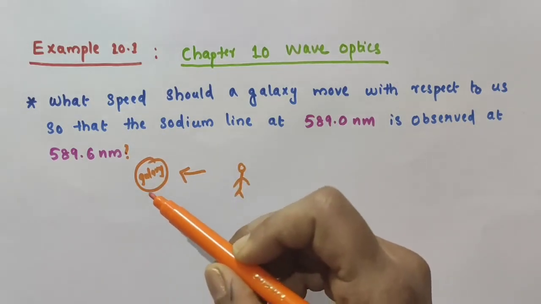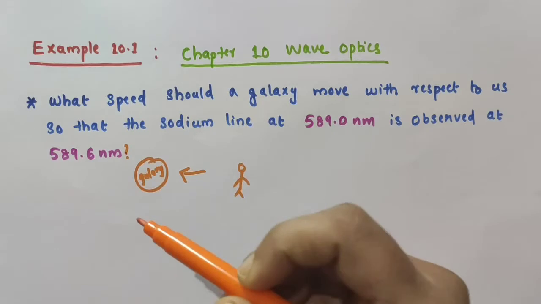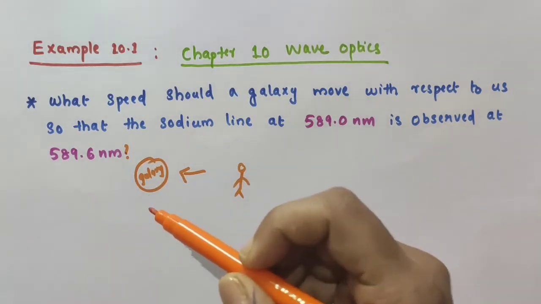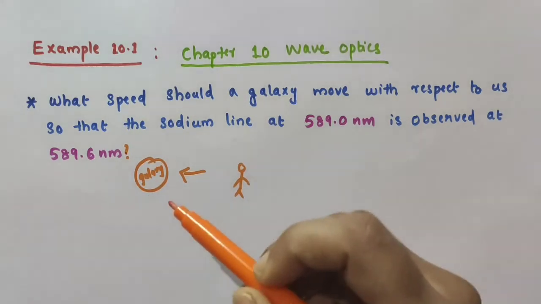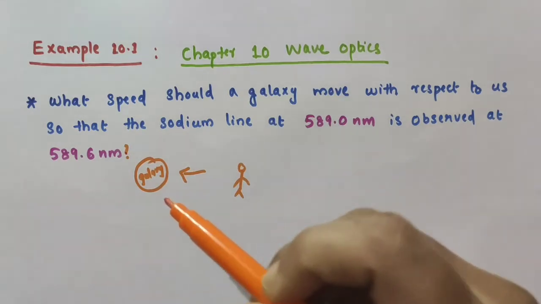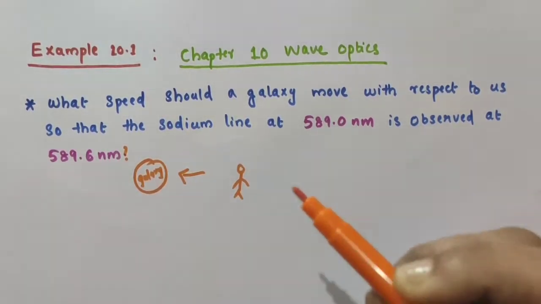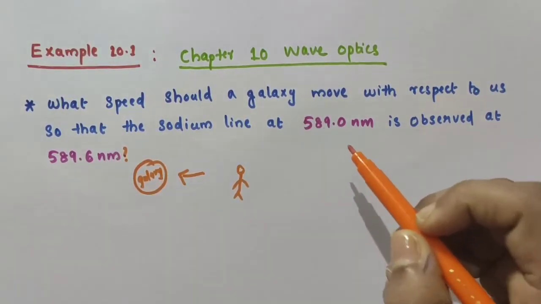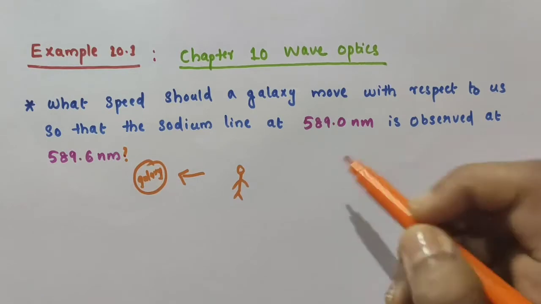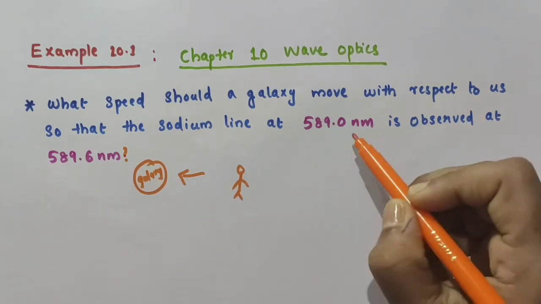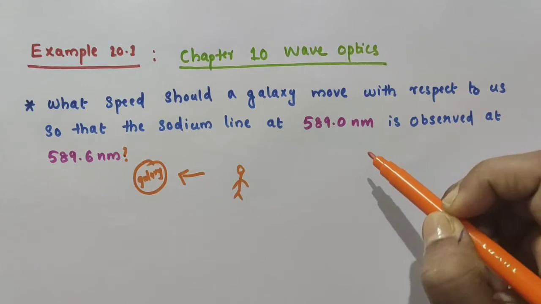It is given that the sodium line, which is a sharp dark absorption feature seen in the orange part of the visible spectrum of the bulk of stars that make up the light from the galaxy. Don't worry about these sentences. You just want to understand that the sodium line is first observed at 589.0 nanometer, which is actually the wavelength, because you see the unit is nanometer.